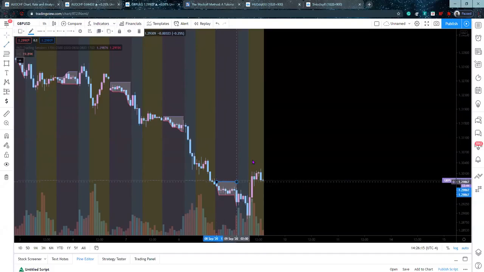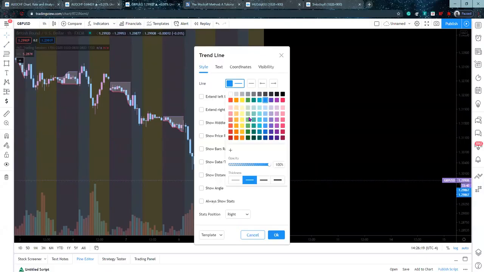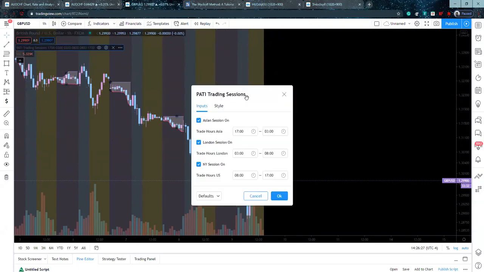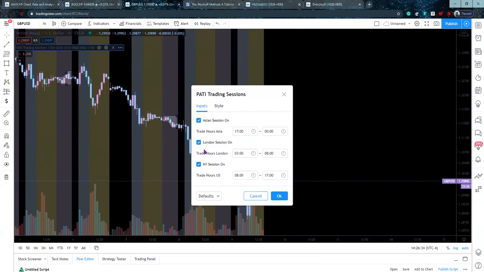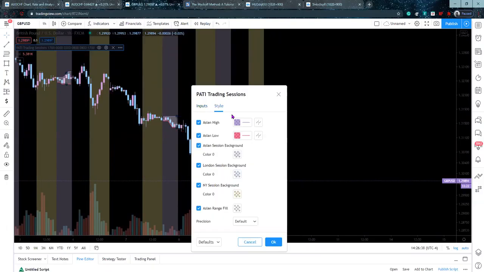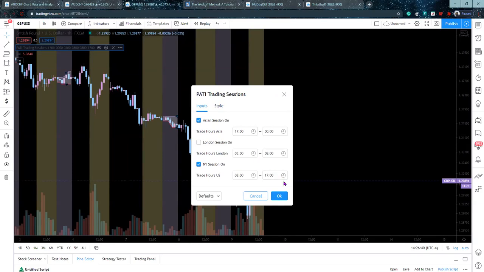And whoever wants to know the indicator, I will show in one moment. This is a very simple indicator. It's just for time frames. It is this one right here. It is the Patty trading sessions. And I should probably change this to 00. Like that. And I have London session off. So screenshot this if you need this.